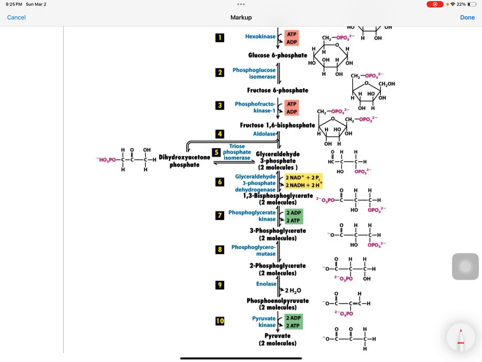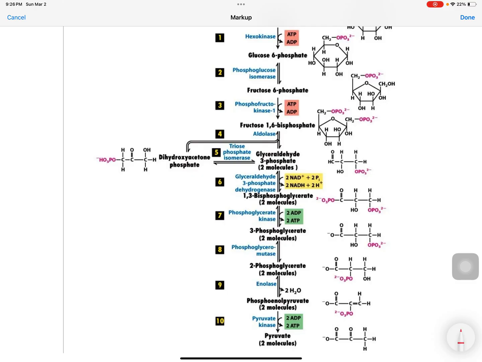So, why is glycolysis so important? 1. Because it provides the cell with quick energy in the form of ATP. 2. It does not require oxygen, meaning it can function in both aerobic and anaerobic conditions. 3. It generates key metabolic intermediates used in other pathways like the Krebs cycle and fermentation.